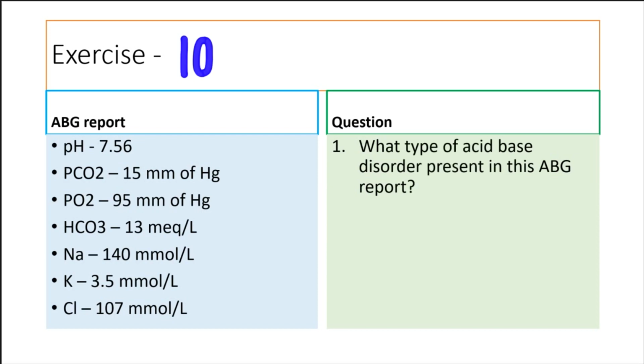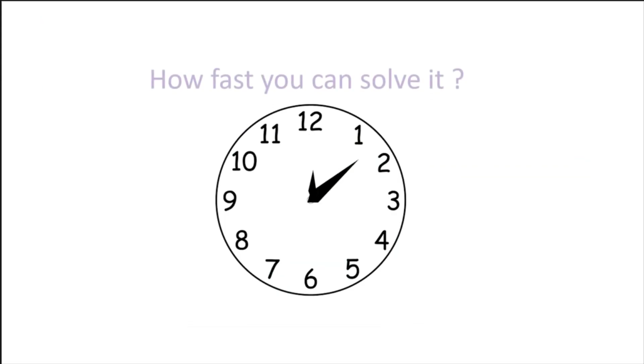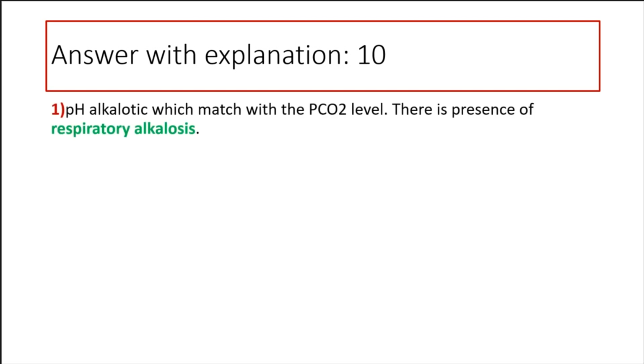Question. 1. What type of acid-base disorder is present in this ABG report? 2. How will you interpret the report? 3. What may be the underlying cause? How fast can you solve it? Answer with explanation. 10. 1. pH is alkalotic, which matches with the PCO2 level. There is presence of respiratory alkalosis.